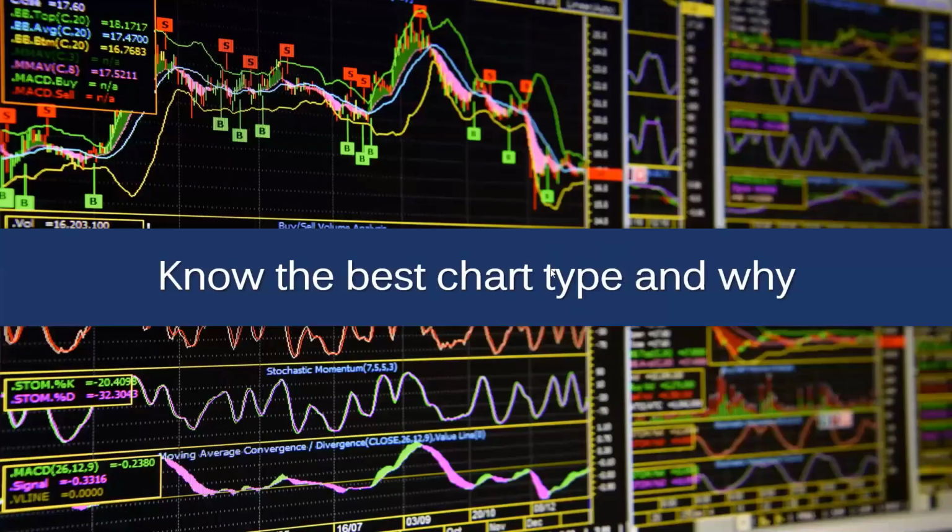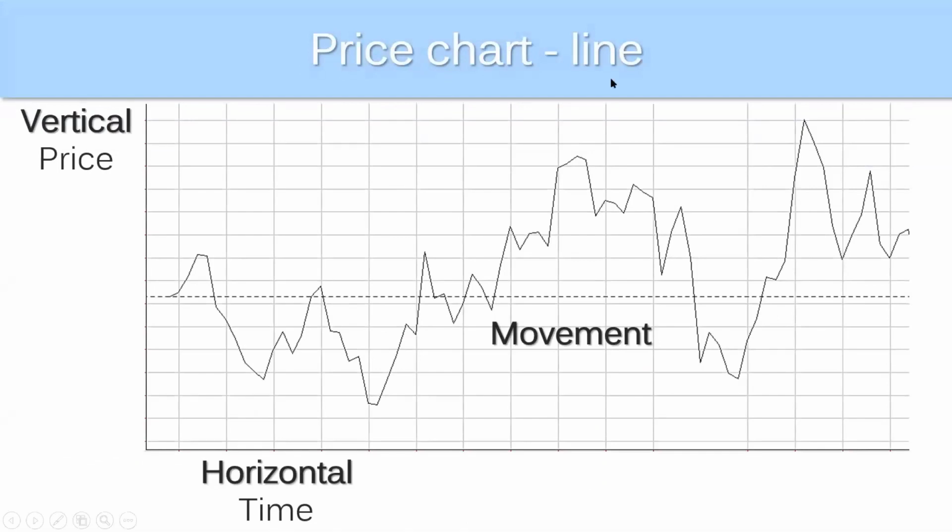Know the best chart type and why. All right, so you have your very average line chart. Are there any questions? Let me know in the chat. I'm happy to answer any questions you have. So let's start with the most basic chart type that we learned when we were young, when we were doing business school, or any chart basically.